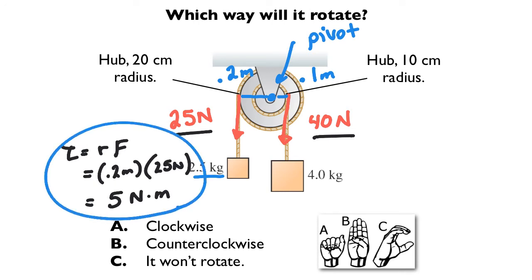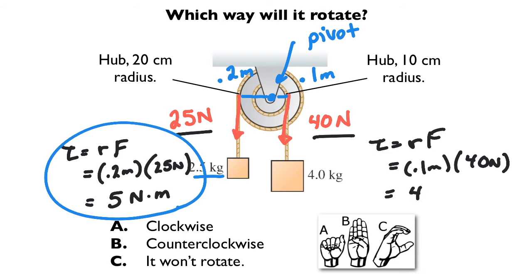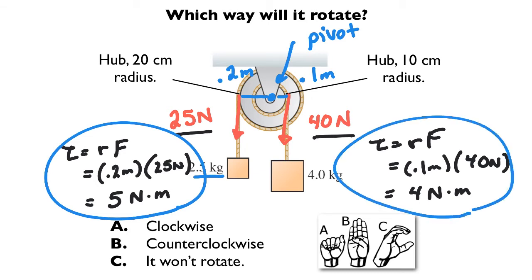Now on the right side, I can compute the torque, r times F. Well, the radius, or the distance from the pivot point to where the force is applied, is 0.1 meters. The force is 40 newtons. And so I end up with a torque of 4 newton meters. So check this out. The heavier mass makes a 40 newton tension in the rope. The lighter mass makes a 25 newton tension in the rope.